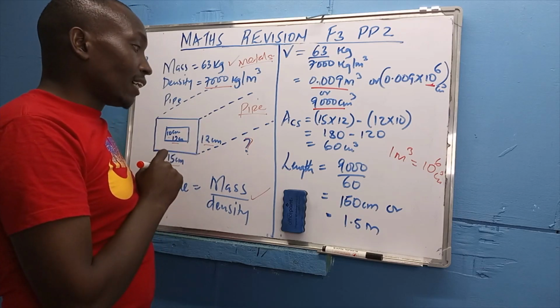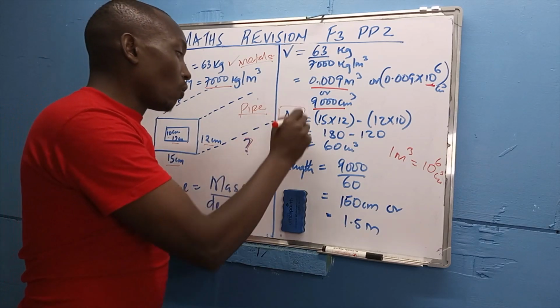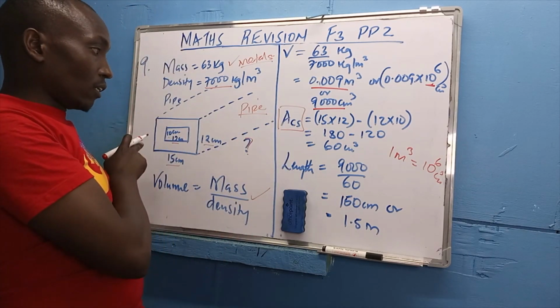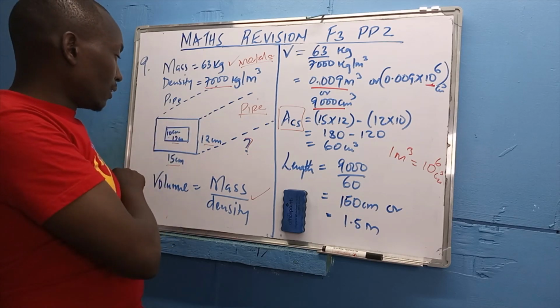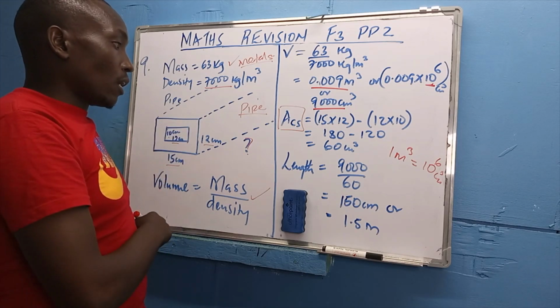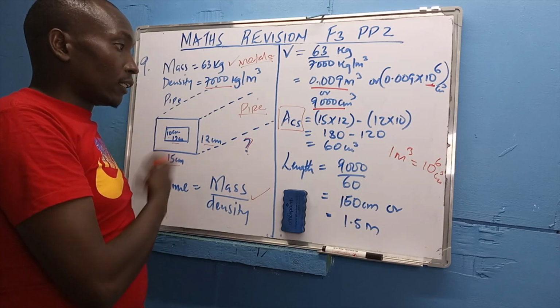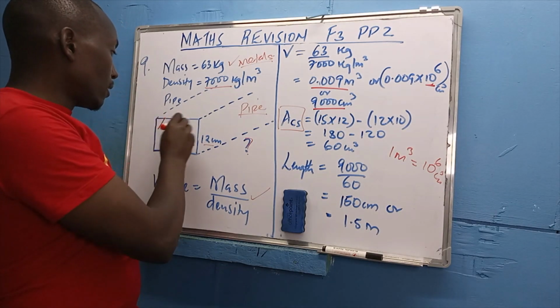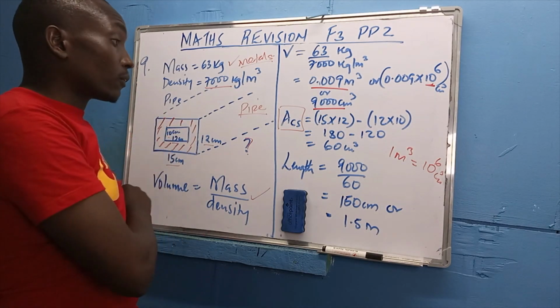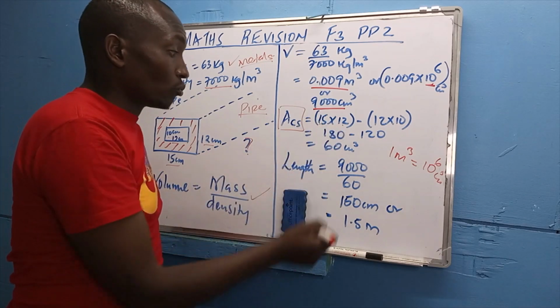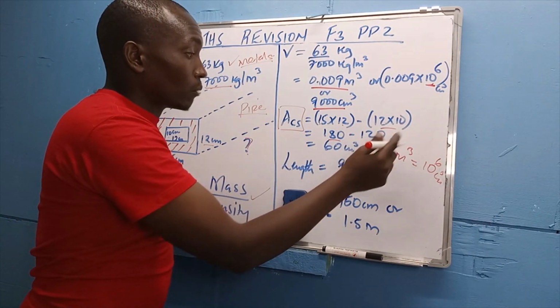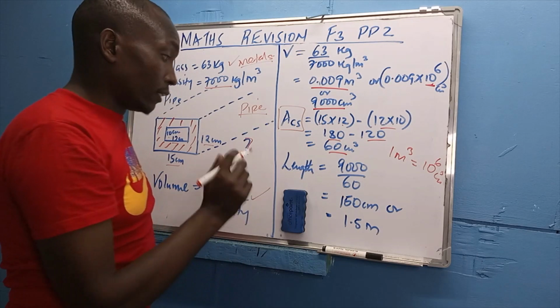So then the next thing I need to know is the area of the cross section. Remember, it is the bigger rectangle, subtract the empty, inner rectangle, for you to get the area of the cross section. So 15 times 12, 180, 12 times 10, 120, subtract, you get 60.